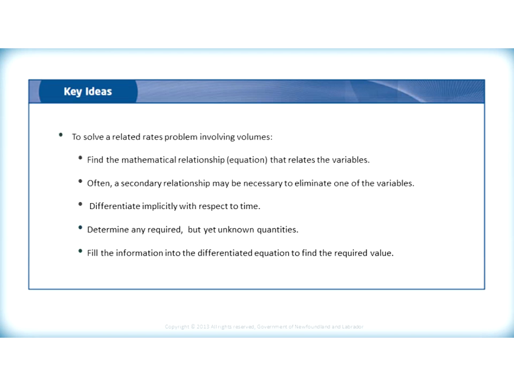And I'll just highlight some of the key things that we looked at here today. So when we're solving volume problems with related rates, it's pretty much the same as all the other types. All we do is find the mathematical relationship between the variables, and then we often need to use a secondary relationship, as we saw. We differentiate implicitly with respect to time, and then we determine any required yet unknown quantities, and then we just fill the required information into our equation to get the value. And we even saw a cool one where we ended up with 2 equations that we were able to work out certain things from and put them together.